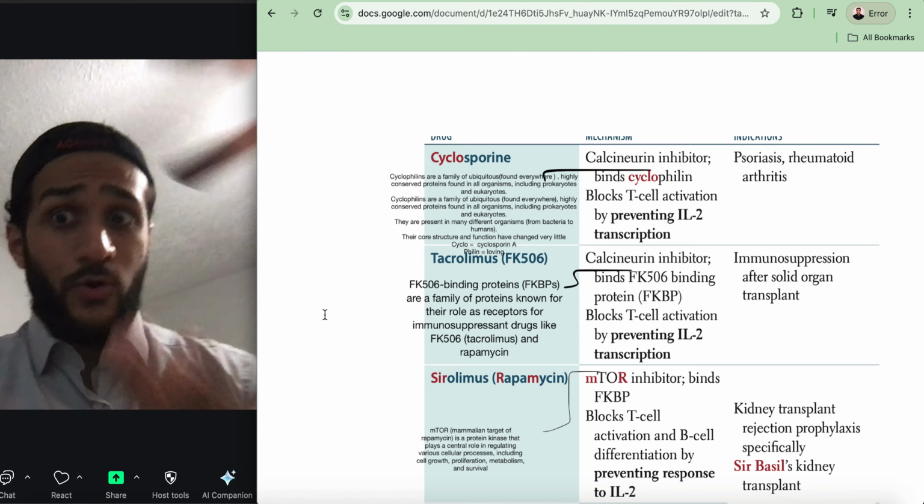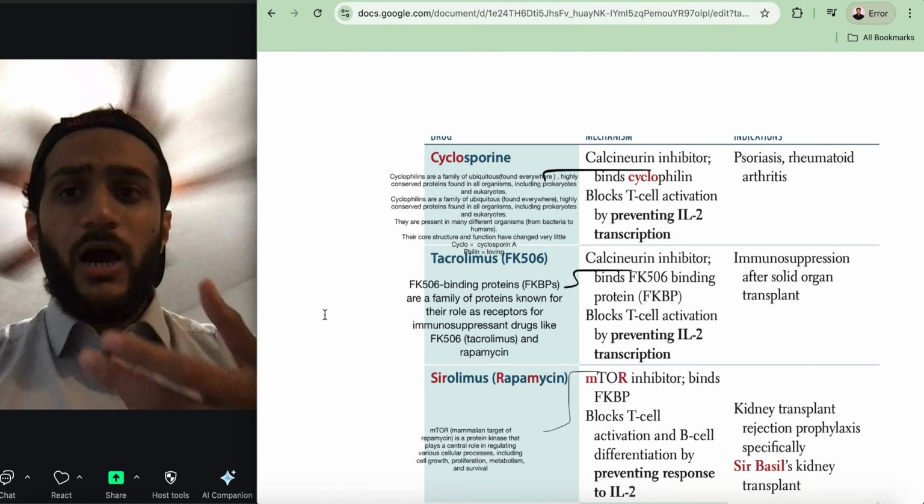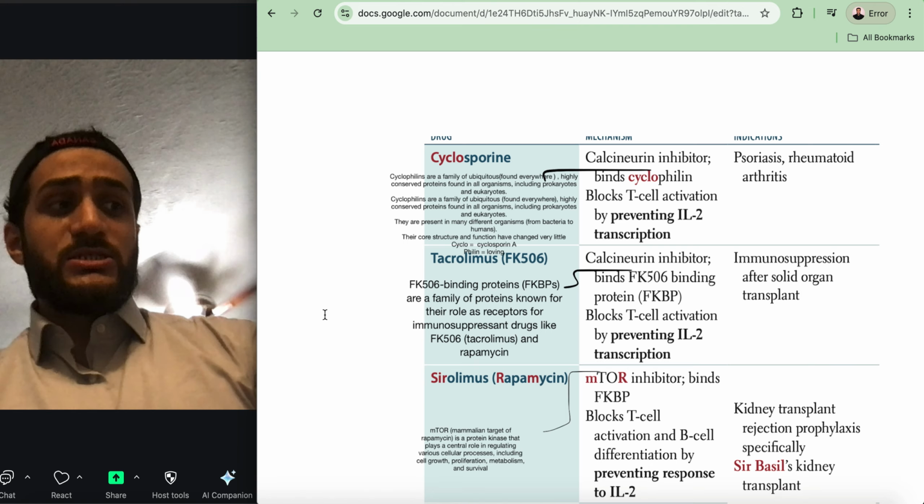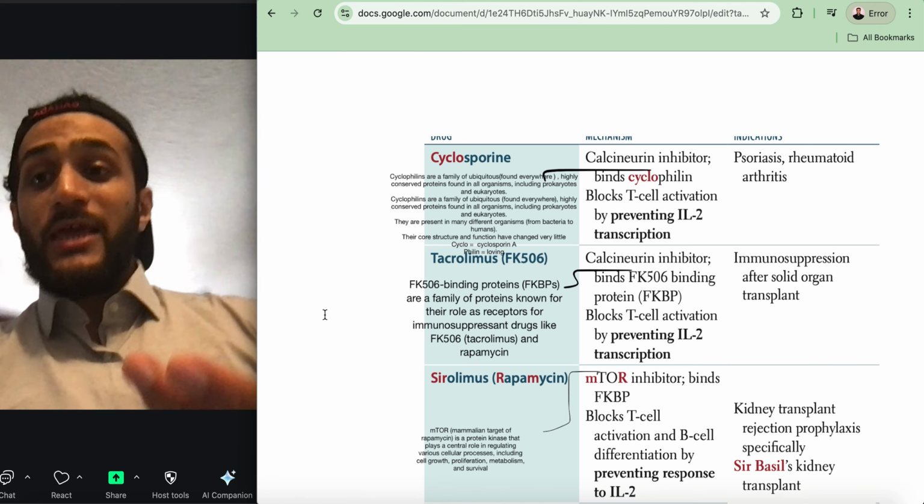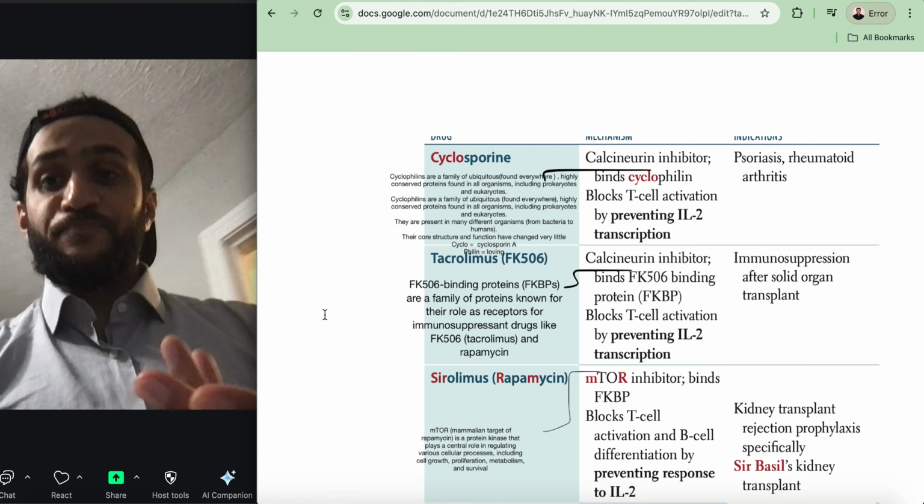So, for example, rheumatoid arthritis. It's an inflammatory condition. Psoriatic arthritis, that's also an inflammatory condition.